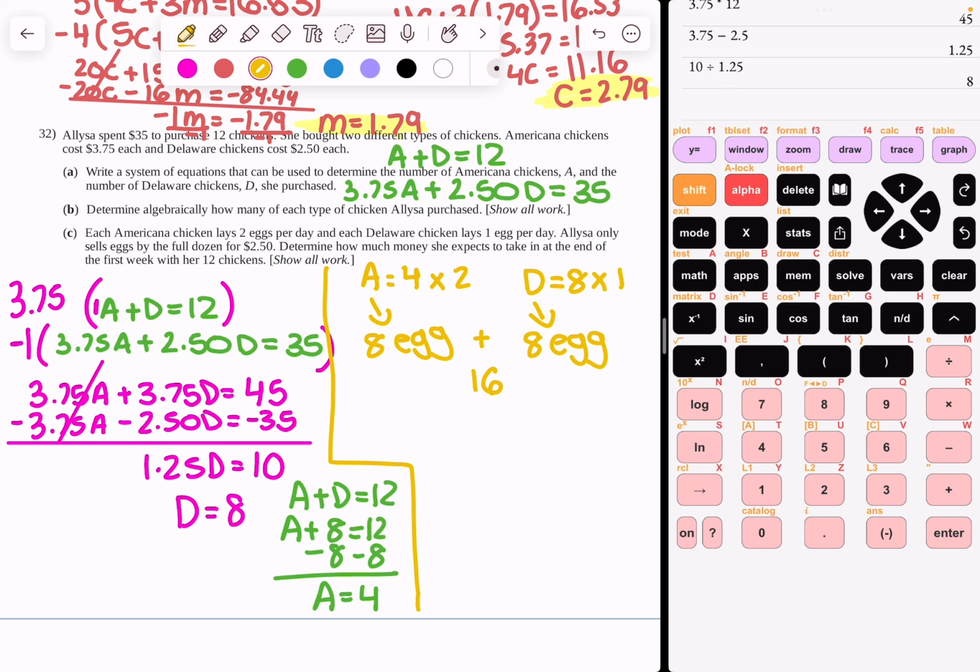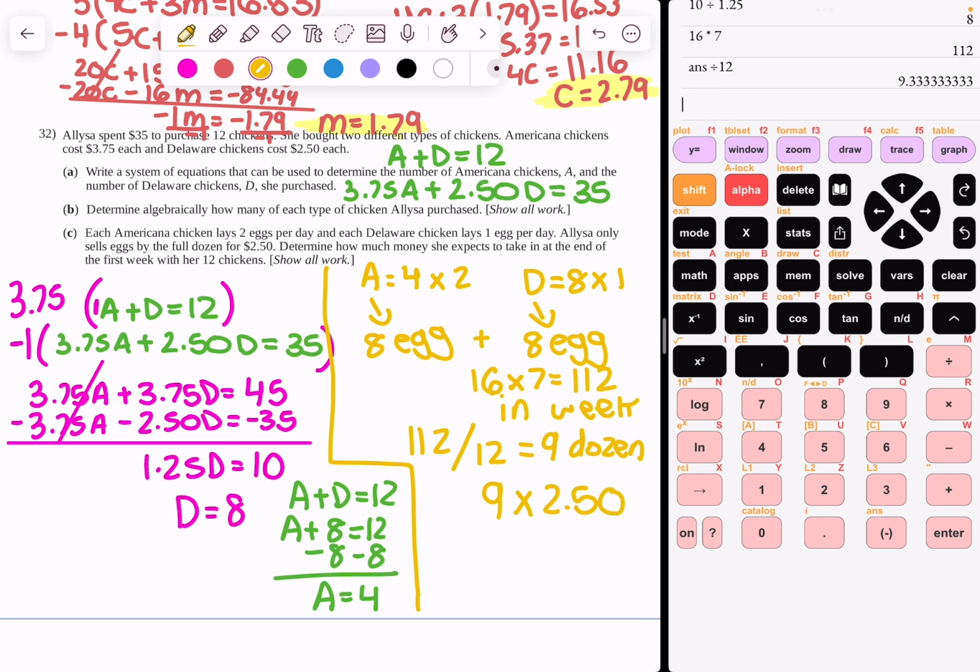She only sells her eggs by the full dozen. Determine how much money she expects to take in at the end of the first week with her 12 chickens. If they have 16 eggs a day times 7, that would be 112 eggs in the week. And she only sells it by the dozen, so we need to divide that by 12. So that would mean 9 dozen. And each dozen gets her $2.50. So 9 times 2.50 is $22.50.